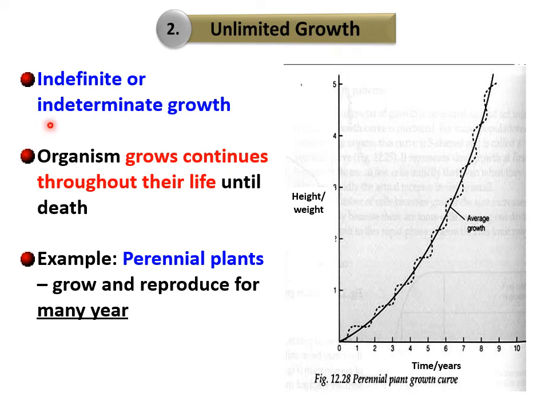Unlimited growth is indefinite or indeterminate growth. So organism growth continues throughout their life until death. Examples are perennial plants or woody plants, which grow and reproduce for many years. It shows a series of sigmoid curves, and each sigmoid curve represents 1 year's growth or one vegetative season.